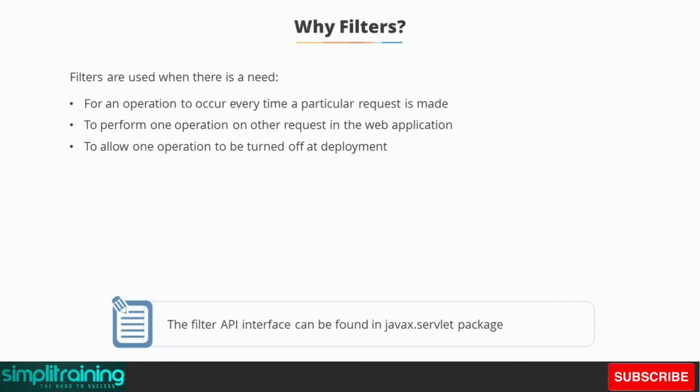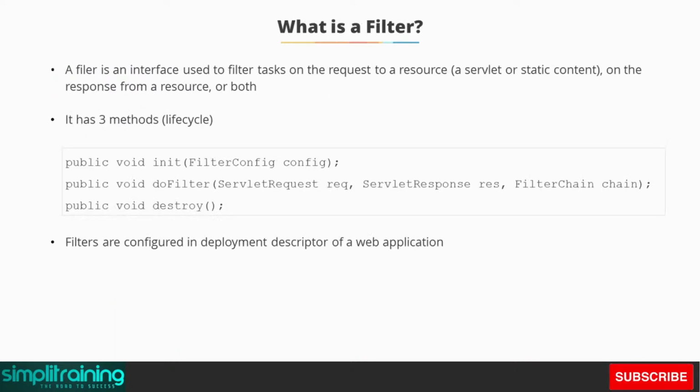So filters are used when there is a need for an operation to occur every time a particular request is made, to perform one operation on other requests in the web application, and to allow one operation to be turned off at deployment. The filter API interface can be found in the javax.servlet package.